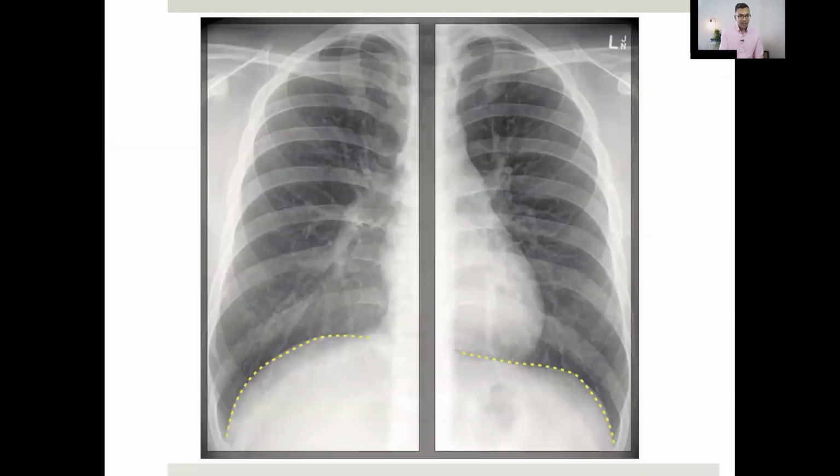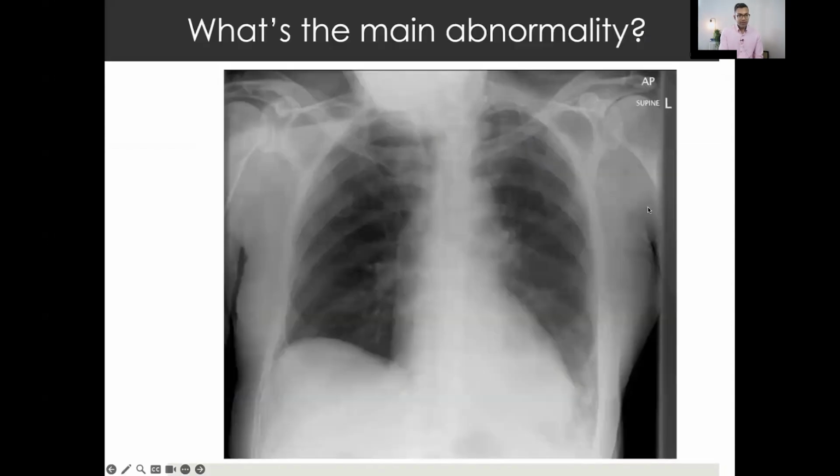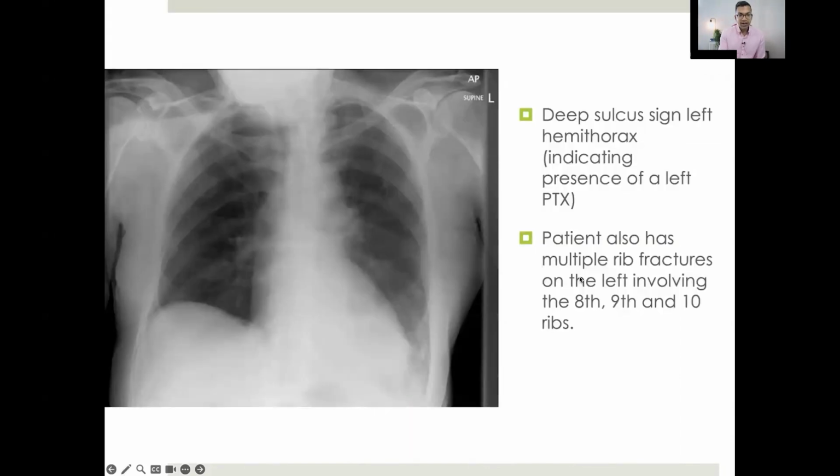So I thought I'd just give the example of a normal and then normal costophrenic angles. And then here we have a deep sulcus sign, potentially associated with some fractures there. Deep sulcus sign on the left hemithorax, indicating the presence of a left pneumothorax.